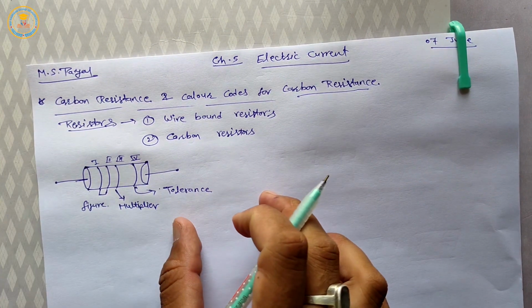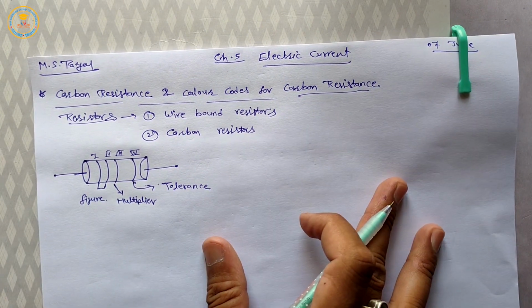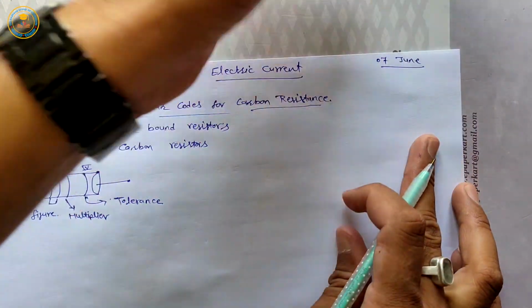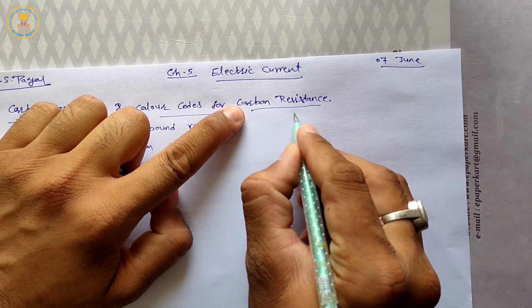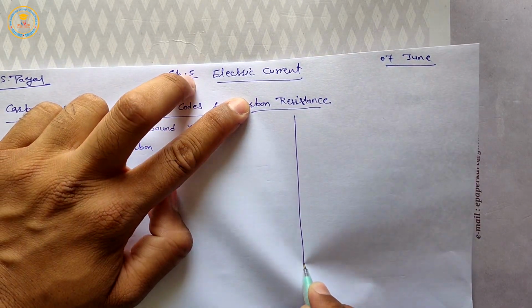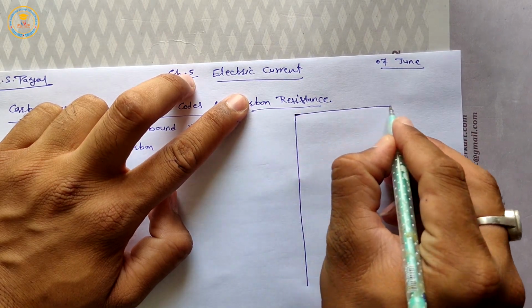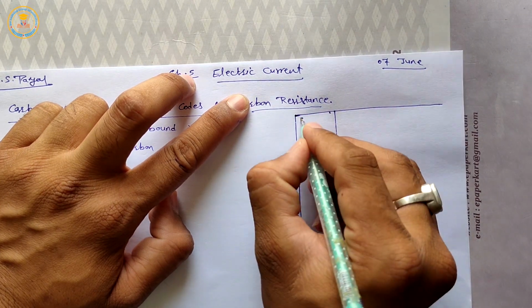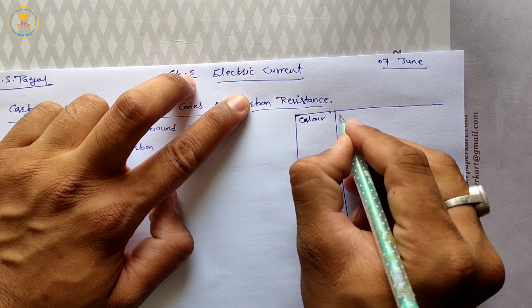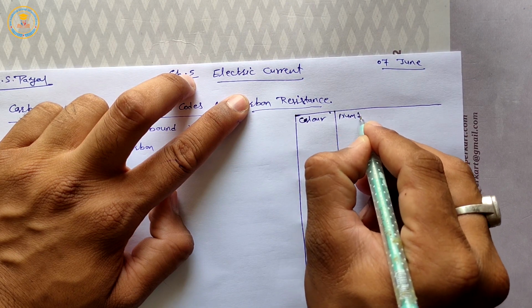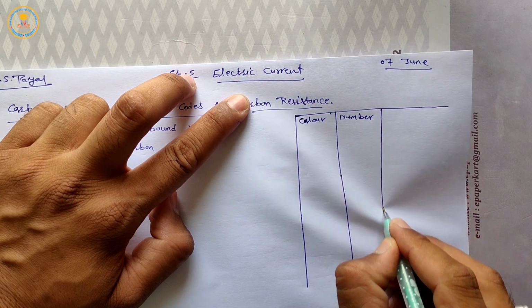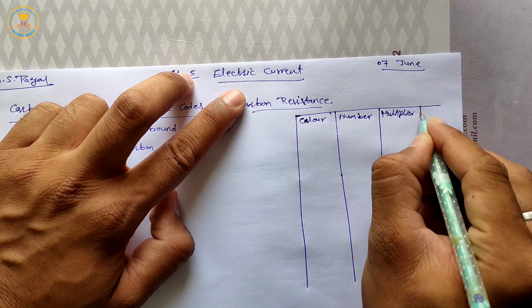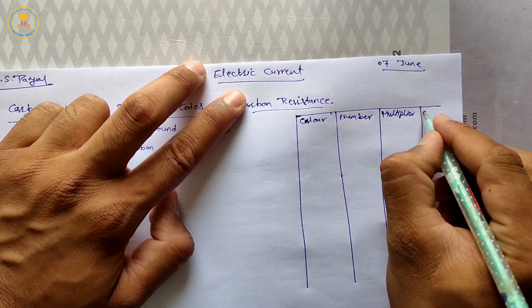Okay, for this we have to remember a table which is as follows. We remember a table and learn a simple trick for this table. The first column represents the color, the second is the number or figure or digit, the third is the multiplier, and the fourth is the tolerance.